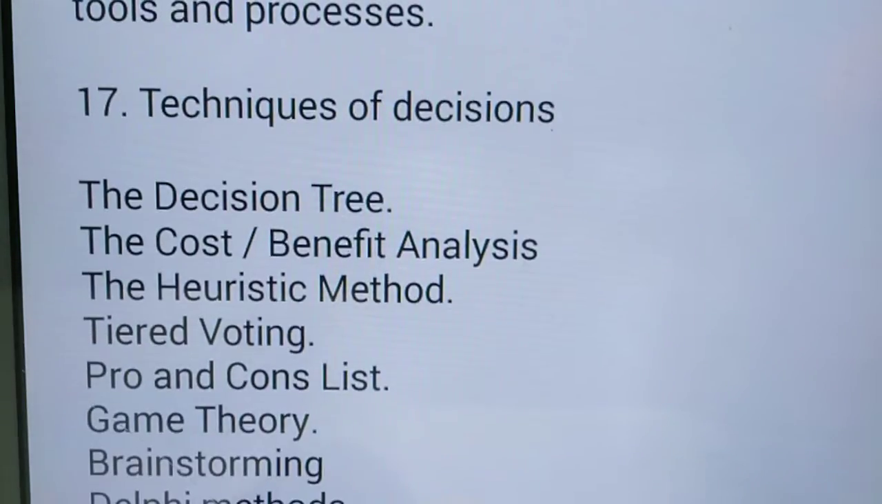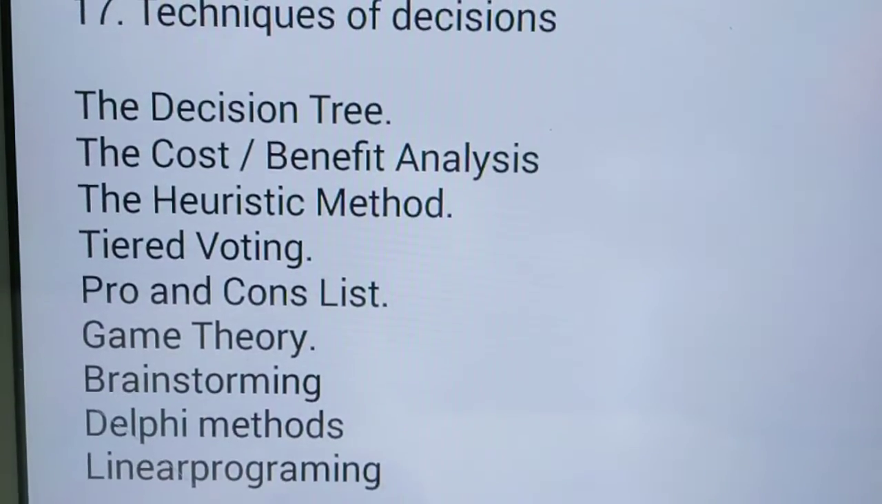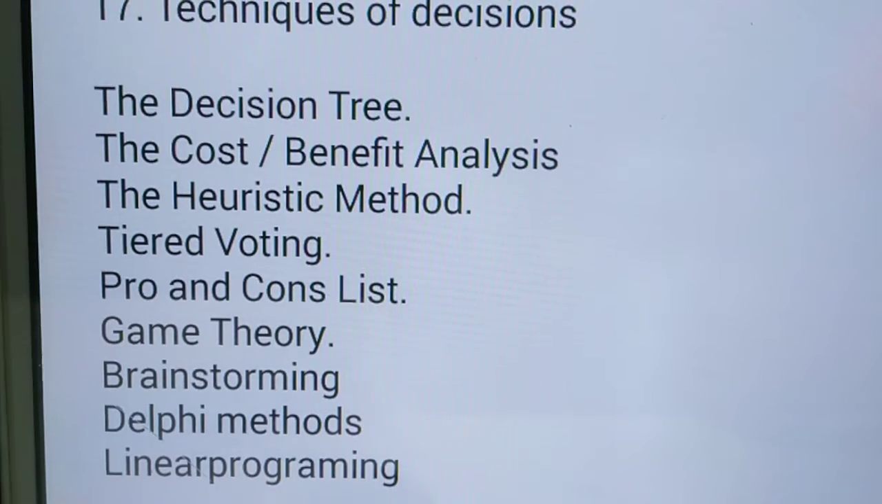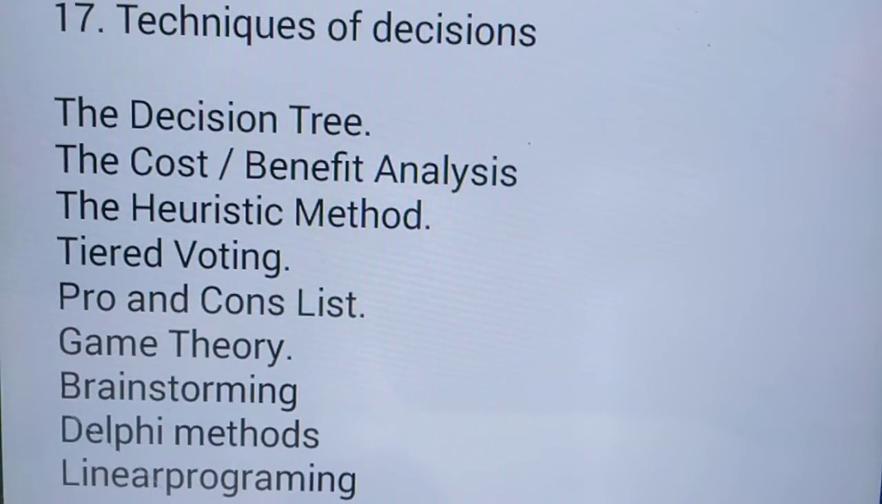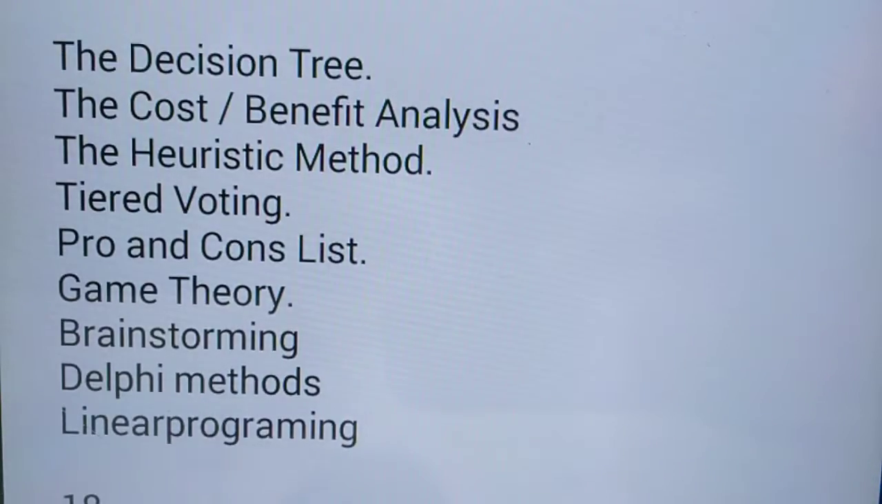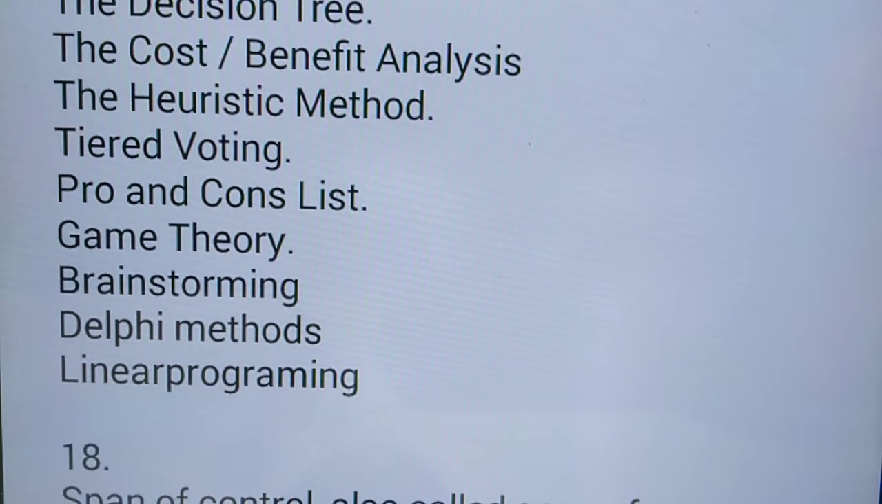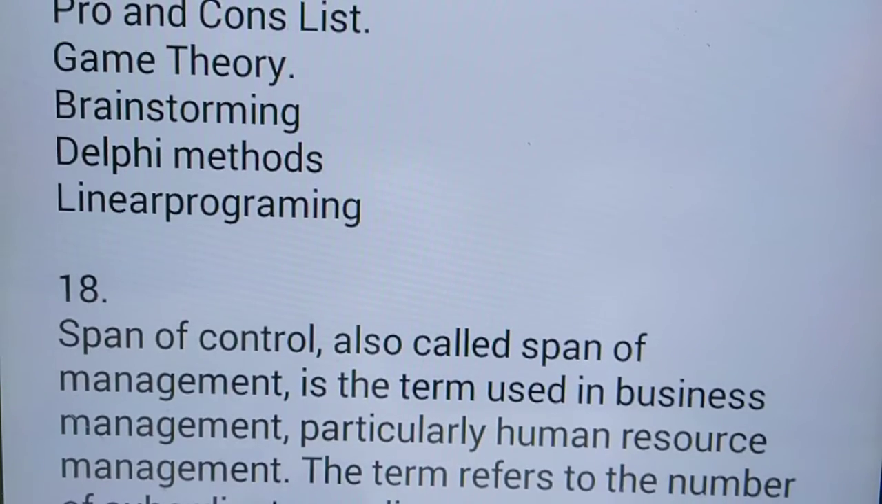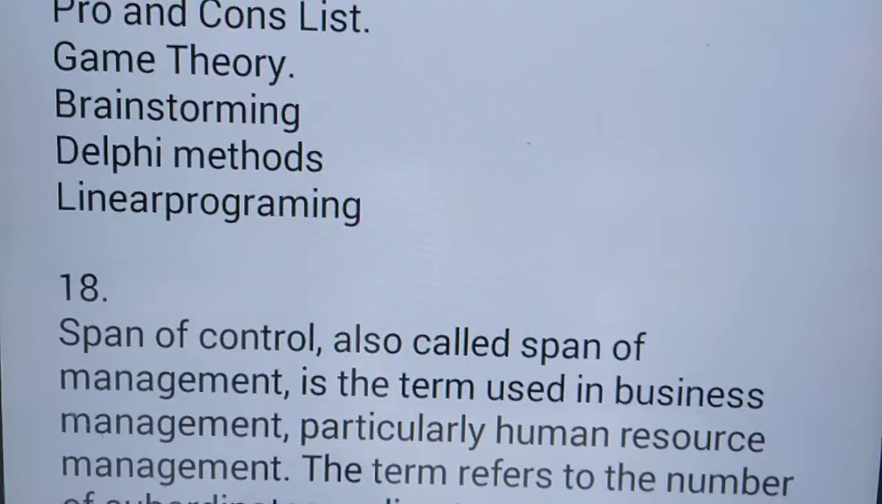Techniques of decision making. The cost benefit analysis, the decision tree, the heuristic method, tiered voting system, pros and cons list, game theory, brainstorming, Delphi method, and linear programming.